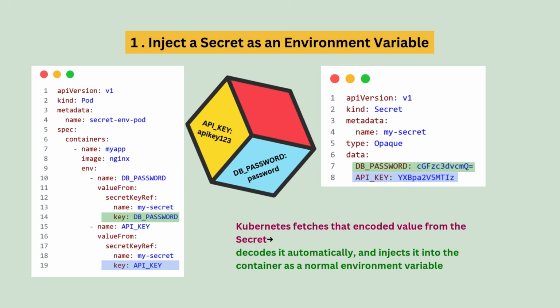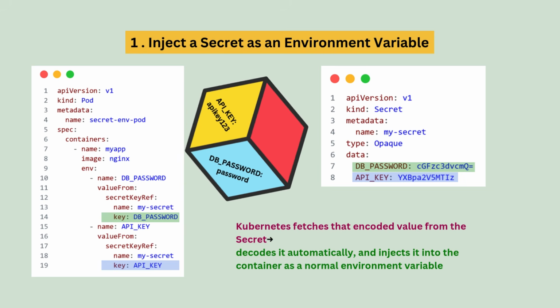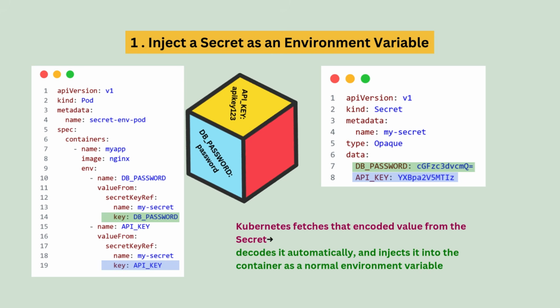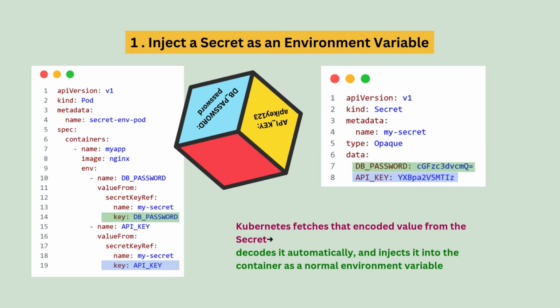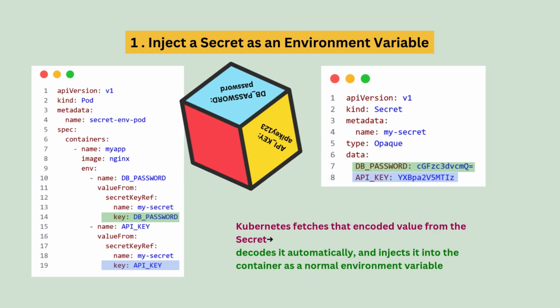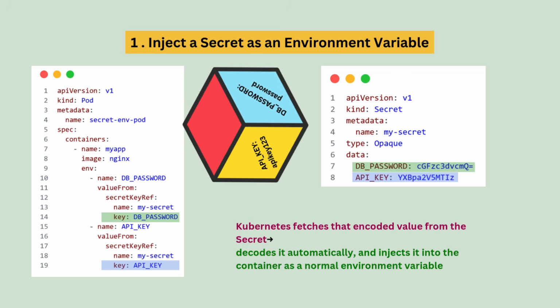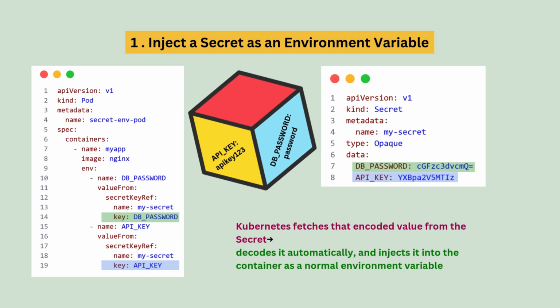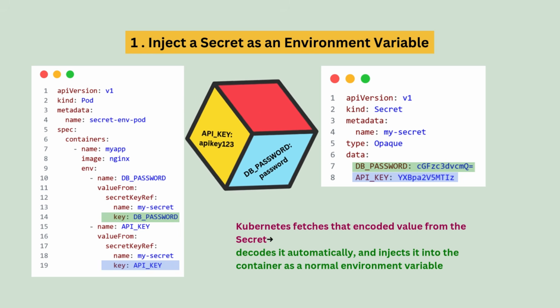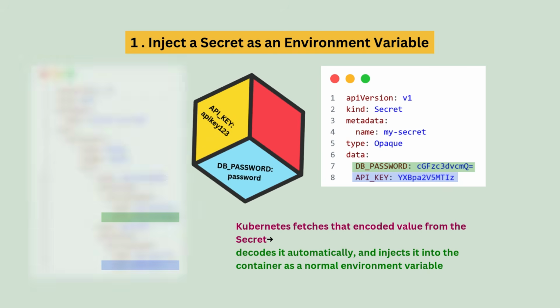Kubernetes fetches that encoded value from the secret, decodes it automatically, and injects it into the container as a normal environment variable. So inside the container, you end up with these decoded values. No base64 anywhere inside the container. Kubernetes handles all decoding before the application sees it.